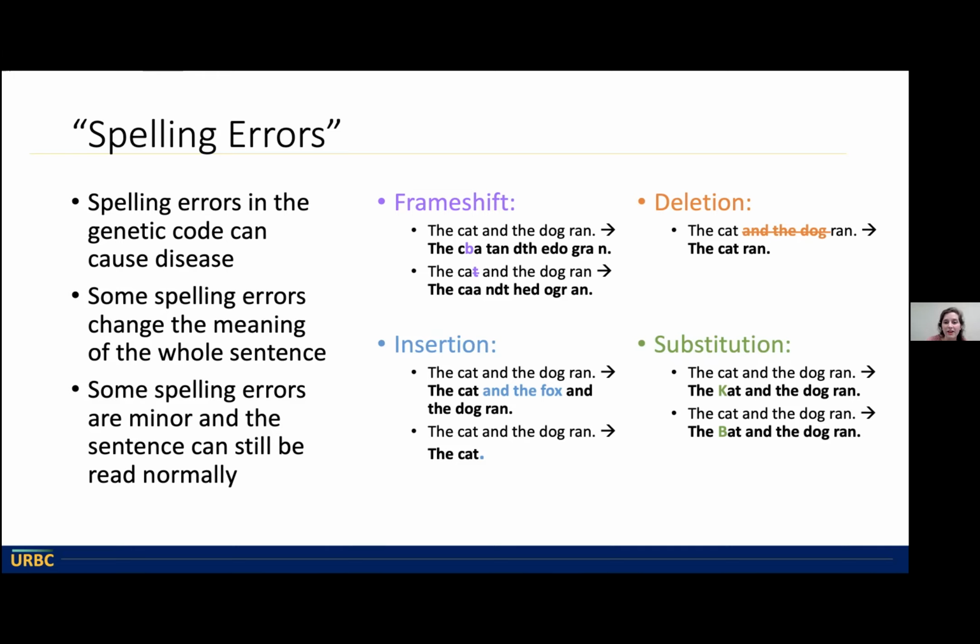The next type of error is a deletion error, where a bigger chunk of letters gets deleted, but in a multiple of 3. When letters are removed in groups of 3, the meaning of the sentence will change slightly, but again, everything after it will stay the same.